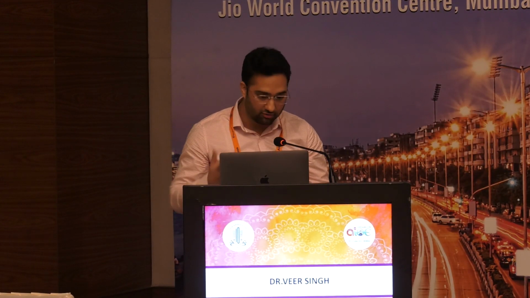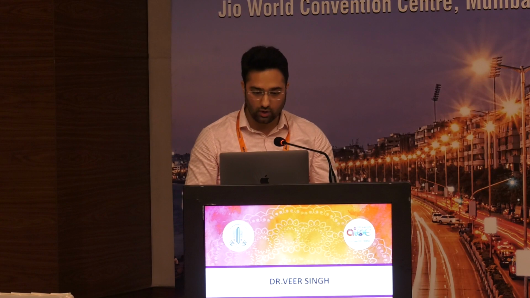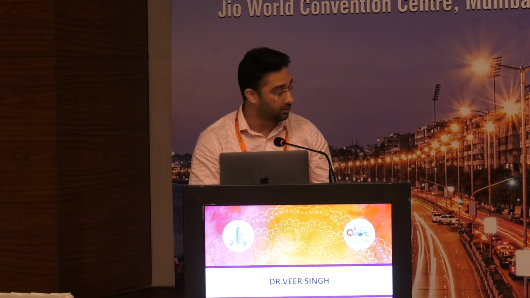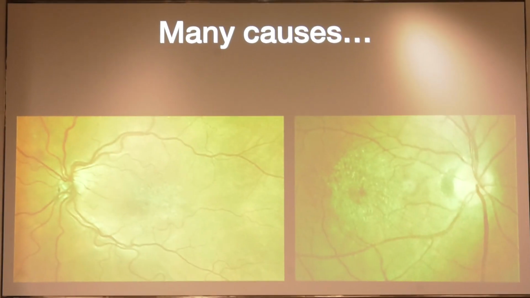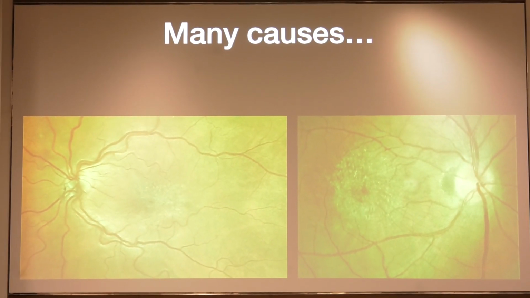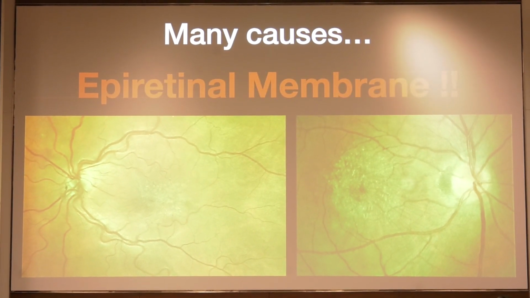So mine is going to be a very opposite talk. It's going to be a very basic talk, which is going to basically act like a guide to the general ophthalmologist as to what to do when they see a shiny reflex in the macula. There can be many causes for a shiny reflex, but we are going to focus on something like this. So that's an epiretinal membrane.